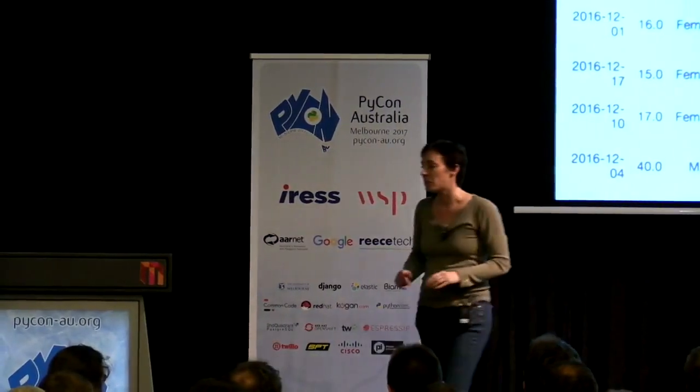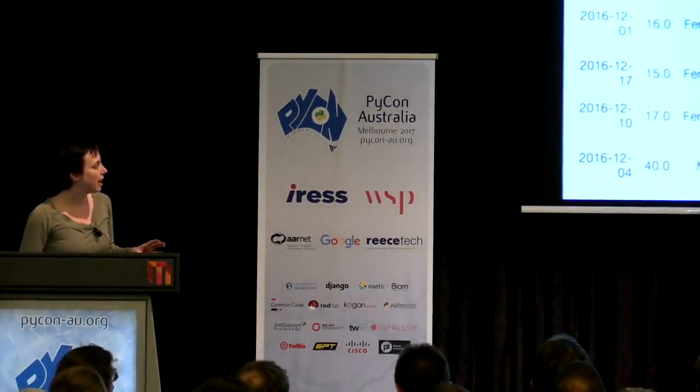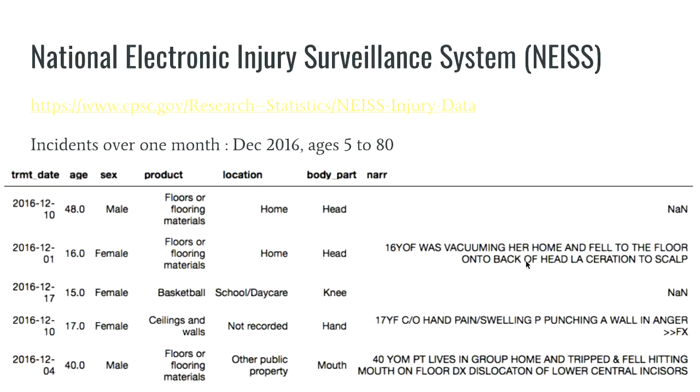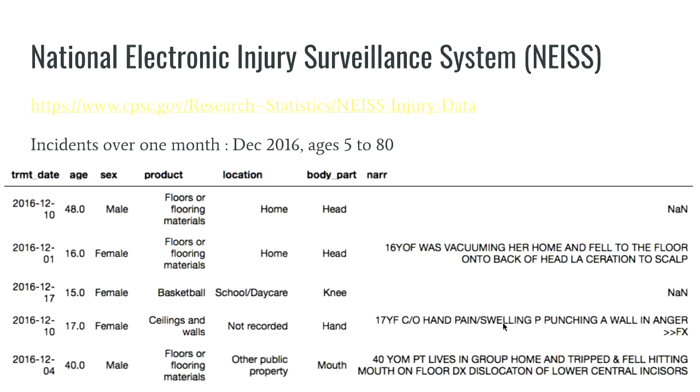And the nice thing about this one, this is kind of why I chose it, is that for most of the incidents, we have a little narrative, and that's nice for demonstrating some visualization features. So, you know, 17-year-old complains of hand pain after punching a wall in anger, right? You can't plot that stuff, but if you have interactive visualization, you can explore it.